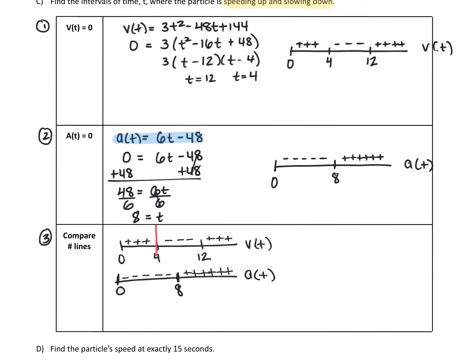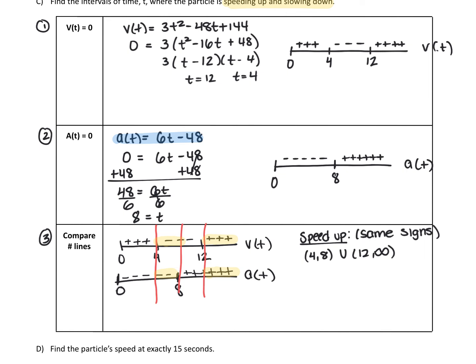So I'm just going to draw in some lines here so we can clearly see what's happening. So we're looking for where the signs are the same. I see the signs are the same here and here, and here and here. So the same signs is where I'm going to speed up. So I can even write same signs. So we have from 4 to 8 and 12 to infinity. So we can just write that, 4 to 8 and 12 to infinity.